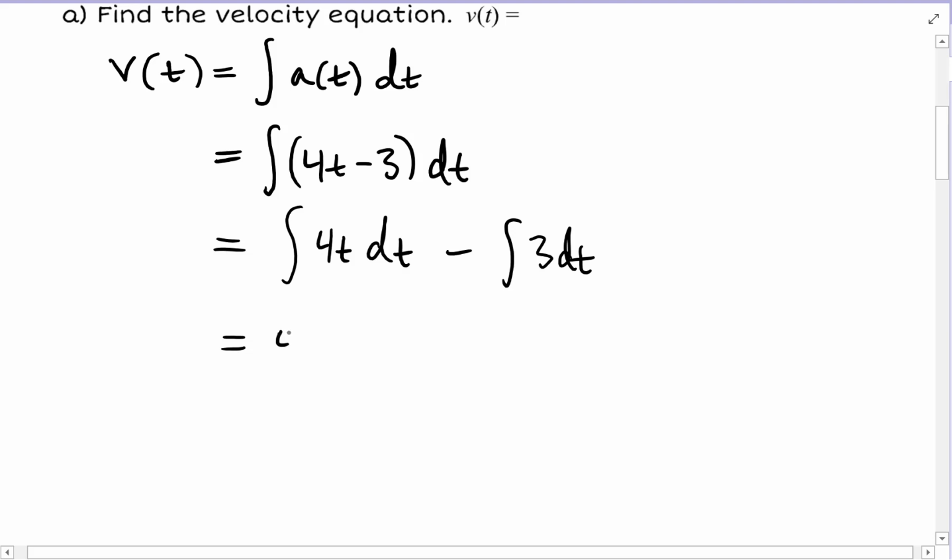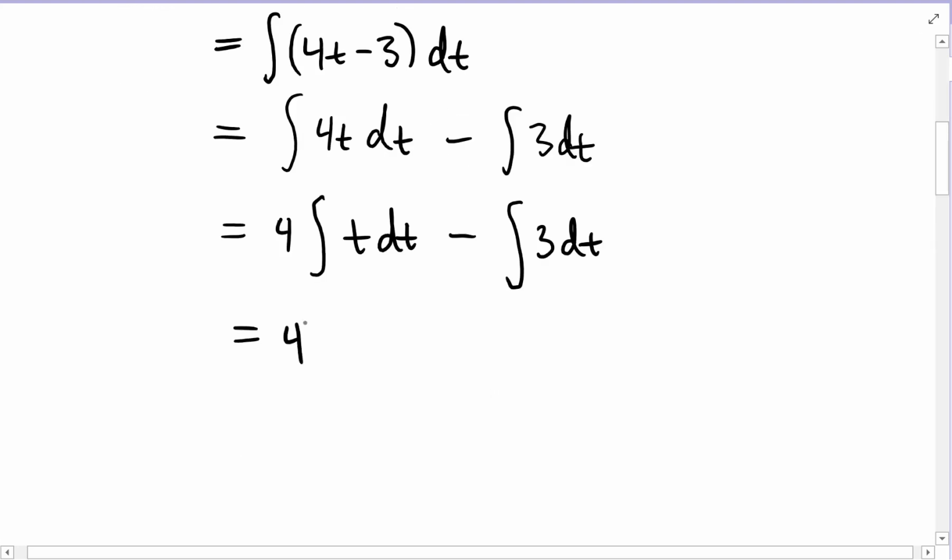I will factor out this 4, so it'll be 4 times the integral of t with respect to t minus the integral of 3. Here the 3 is the only thing that's there, so factoring it out doesn't really help me integrate any more easily. Now we will integrate.